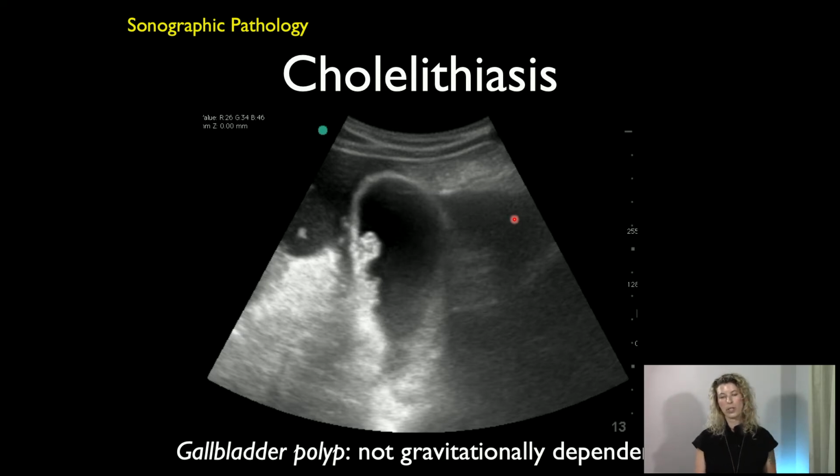The other way you can do it is if you look in two views, you'll notice that the polyps don't move. But they should do that anyway, so you actually want to turn your patient, put them in a different position, and then you'll see that stones actually move within the gallbladder itself.